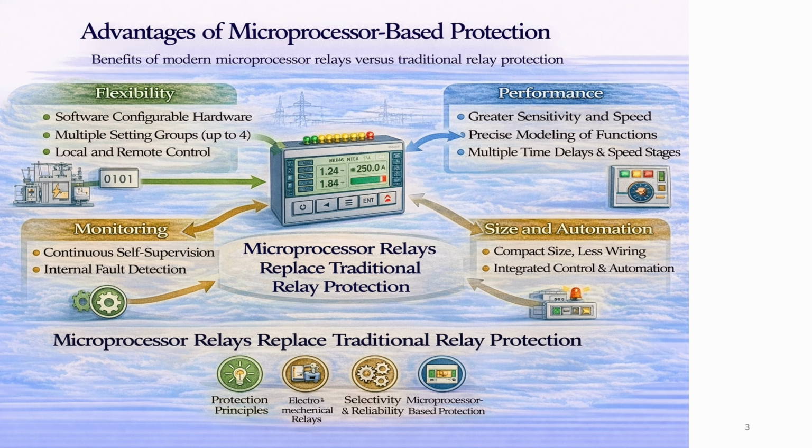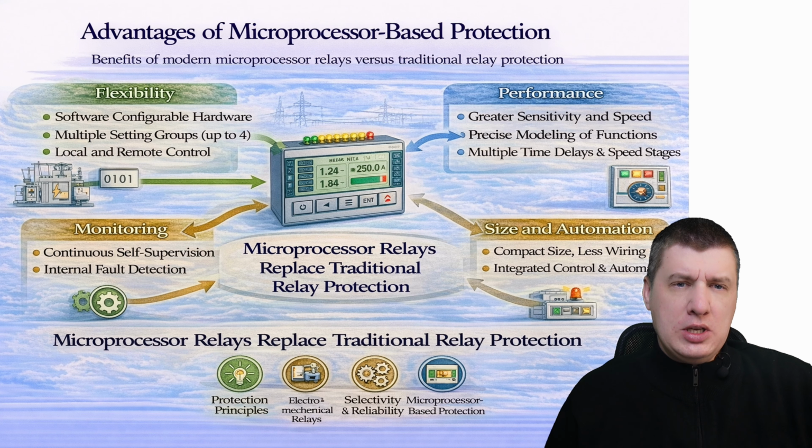One protection relay can store multiple settings groups. Typically, up to 4 setting groups are available. You activate them locally or remotely, depending on the operating condition. Remote settings and controls are standard features. This enables faster adaptation to network changes and operational requirements.